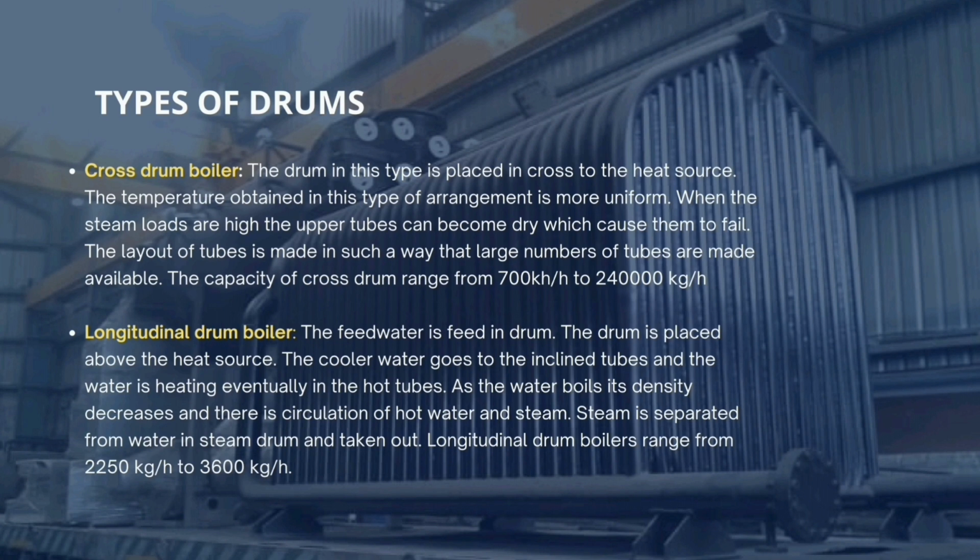For the longitudinal drum boiler, the feed water is fed into the drum. The drum is placed above the heat source. The cooler water goes to the inclined tubes and the water is heated in the hot tubes. As the water boils, its density decreases and there is circulation of hot water and steam. Steam is separated from water in the steam drum and taken out. The longitudinal drum boiler ranges from 2,250 kg per hour to 3,600 kg per hour.